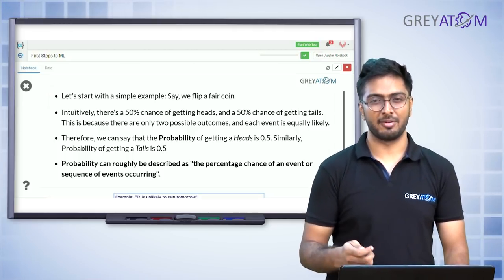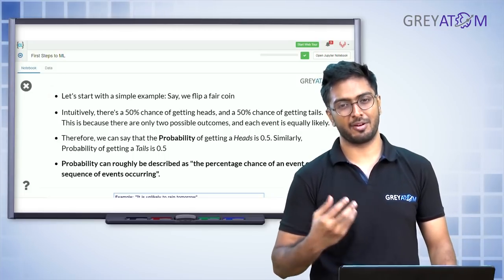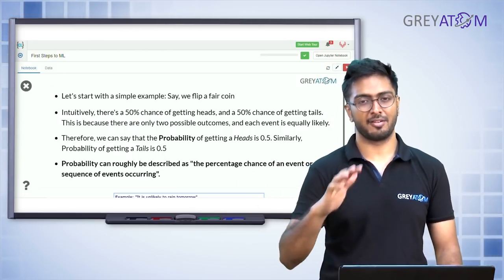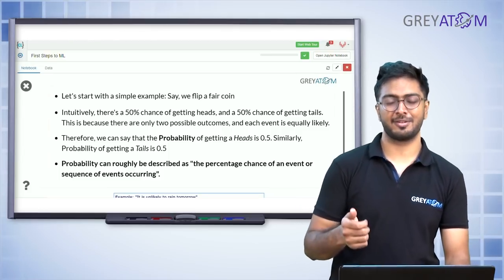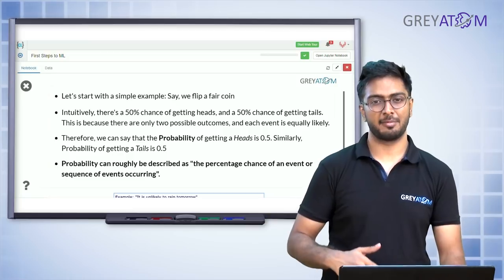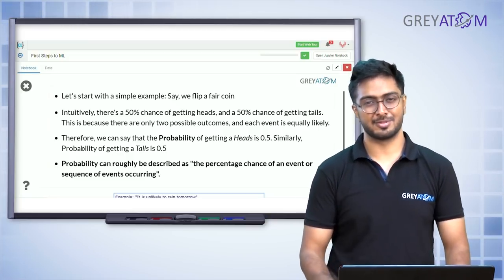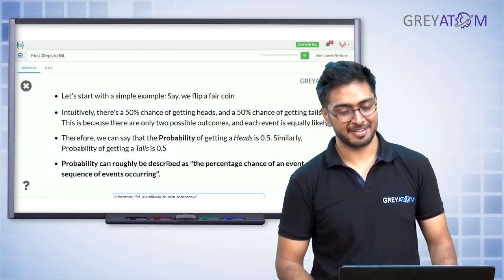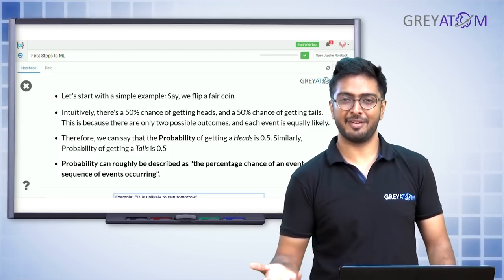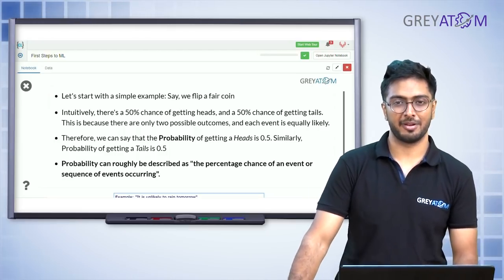Had it been a loaded coin, right? A coin which probably has a lot of mass on the head side or a lot of mass on the tail side, then when you toss it, there's a much higher chance that it would land on the head side or the tail side. If it was a biased coin, right? Like those ones that you see in some movies. If you have that, you would probably have a higher probability of head or a higher probability of tail.